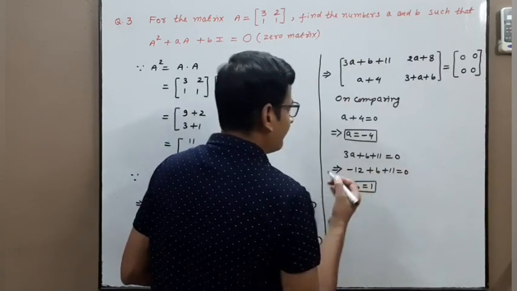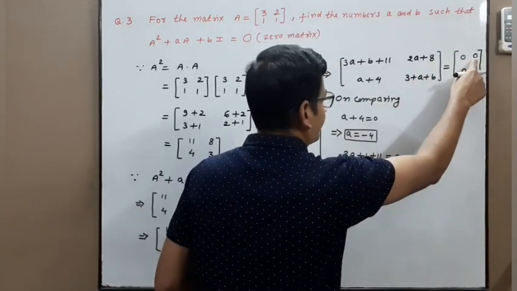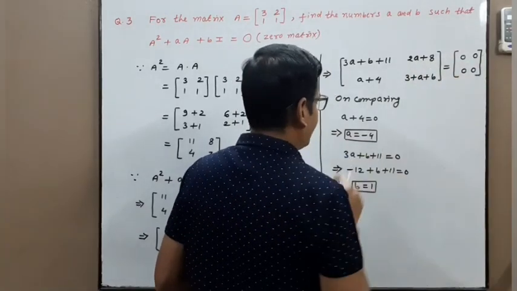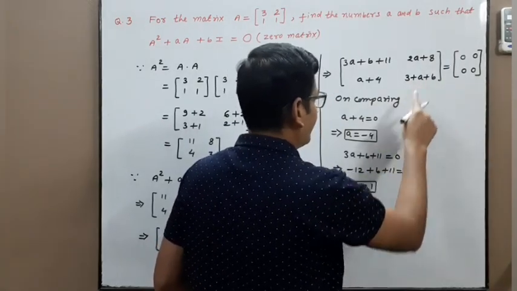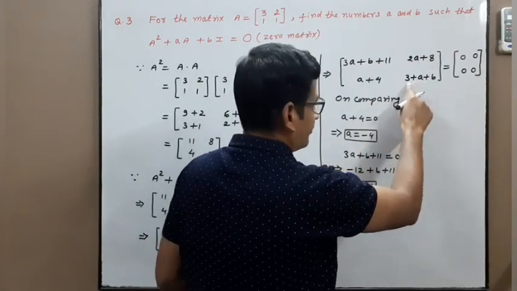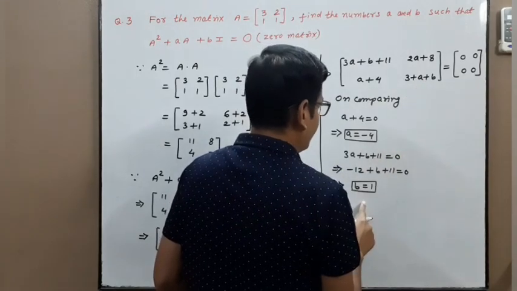And please cross verify the other two elements also. 2a plus 8 equal to 0, so a equal to minus 4, correct answer. And a plus b plus 3 equal to 0, a equal to minus 4, so 3 minus 4 minus 1, so b equal to 1, so correct.